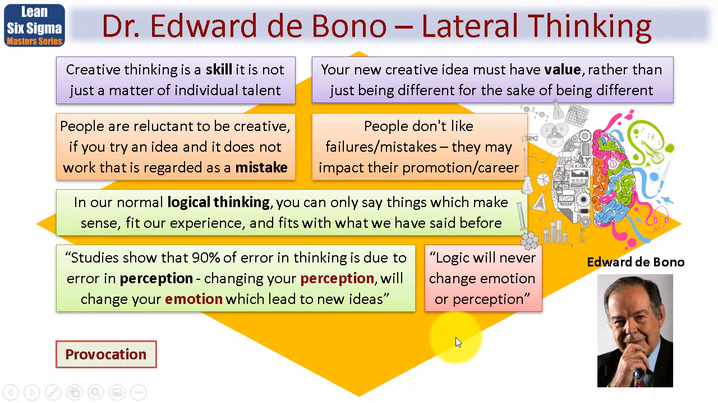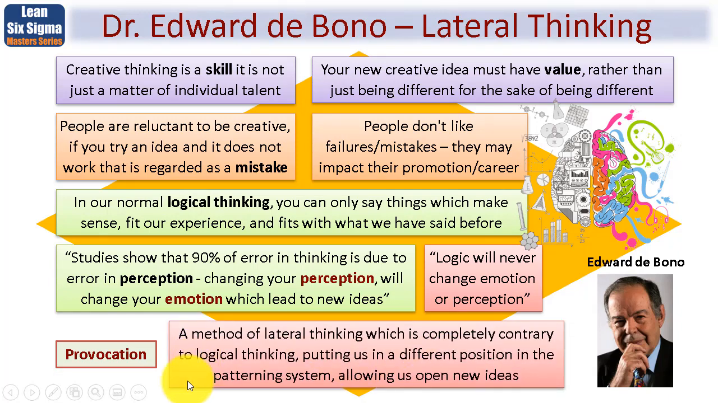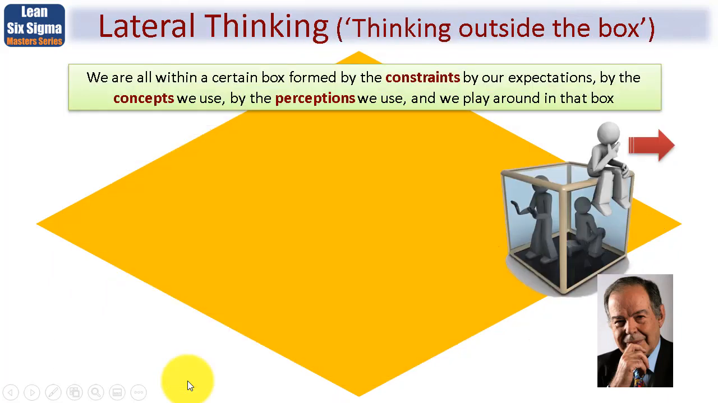Well, there's several approaches, and let me start with provocation. This is a method of lateral thinking which is completely contrary to logical thinking, putting us in a different position in our patterning system, allowing us to be open to new ideas. So lateral thinking, also known as thinking outside the box, like this gentleman here, you see, we are all within a certain box formed by the constraints, by our expectations, by the concepts we use, and by the perceptions we use, and we play around only inside that box. The trick, therefore, is to get you thinking out of the box.